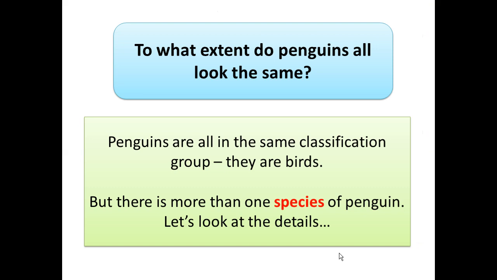Now, going back to the driving question, to what extent do penguins look the same? We know that penguins belong to the same classification group. They are birds, but there is more than one species of penguin. So now I will show you a list of penguins belonging to different species, and we are going to observe the differences between all these penguins.